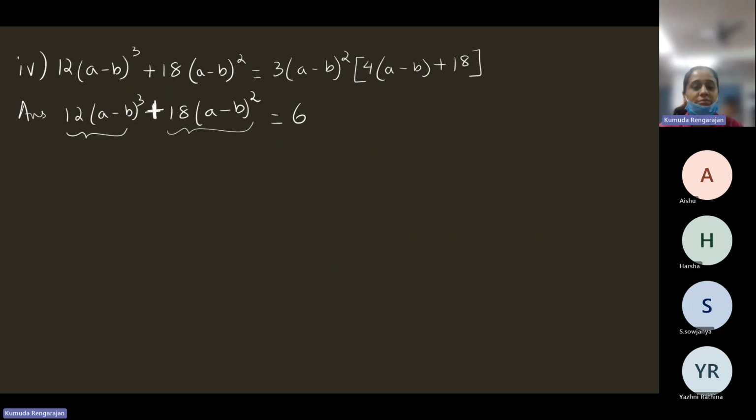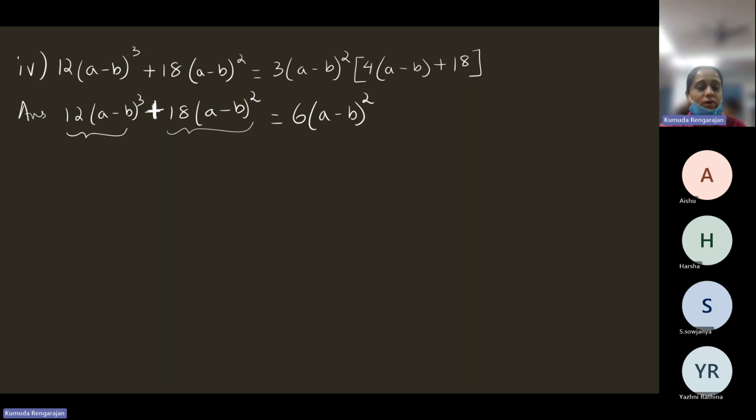All right. So now coming back to this, 12 and 18, the HCF is 6. Now tell me, what is the HCF of (A minus B) the whole cubed and (A minus B) the whole square? Yeah, the least power is the HCF. When we say take out the common factor, we have to take out the highest common factor.